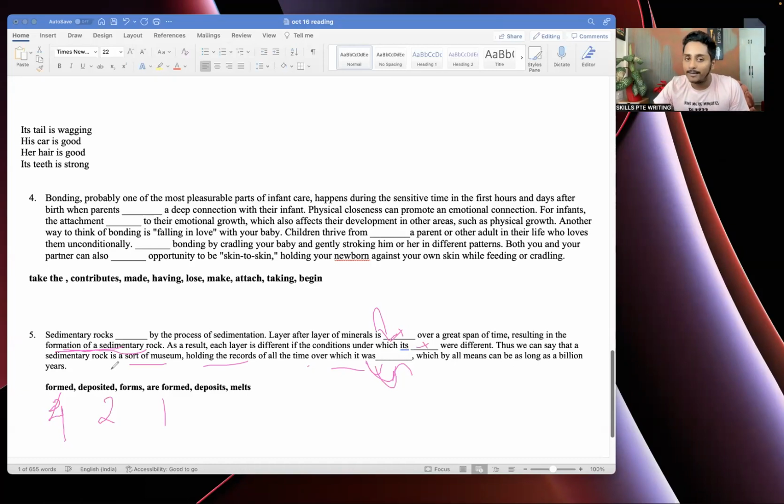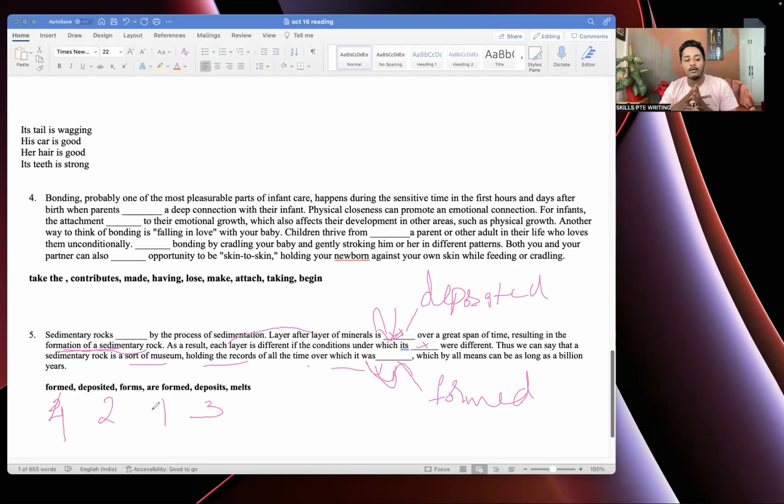Thus, we can say that a sedimentary rock is a sort of museum holding the records of all the time over which it was formed. So this is not forms were different. Deposit, because it's layer of minerals were deposited. Each layer is different if the condition under which its deposits were different. Just pay more attention. Here, deposited has to come, because here formed will come. Little tricky.